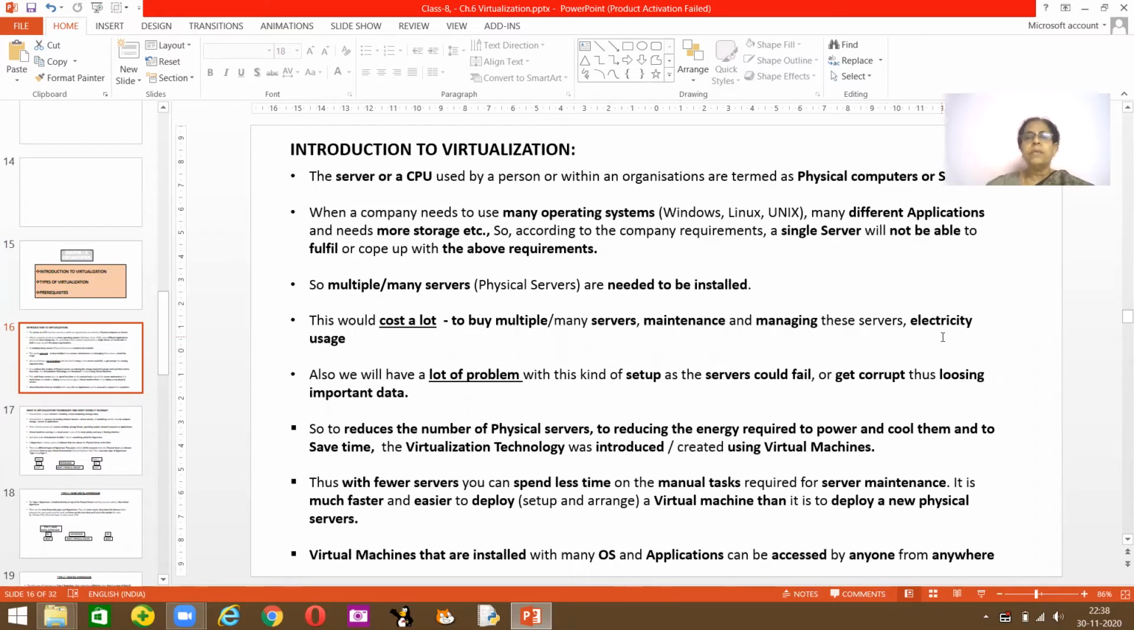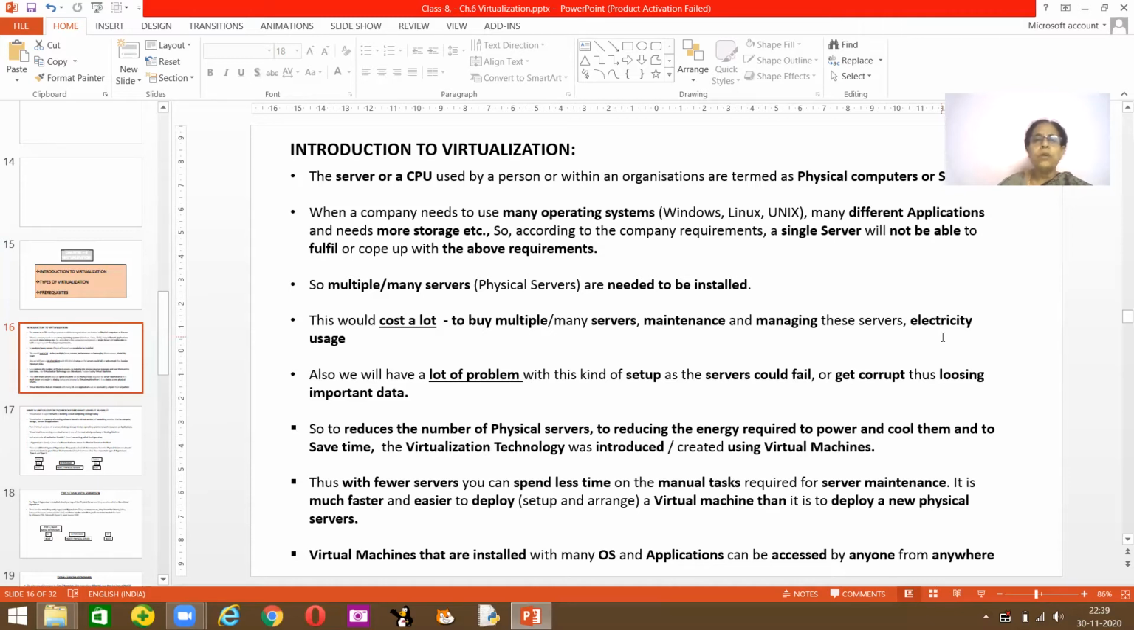For all these requirements, a single computer will not be able to fulfill them. So they have to buy many more servers, multiple servers, and they have to maintain and manage all these servers. Using all these servers takes lots of electricity. Also, even when these servers are bought and not being used, they just lie idle, and it's a waste of money. You can just take what you require through other means, which you'll be learning, and that is called virtualization.